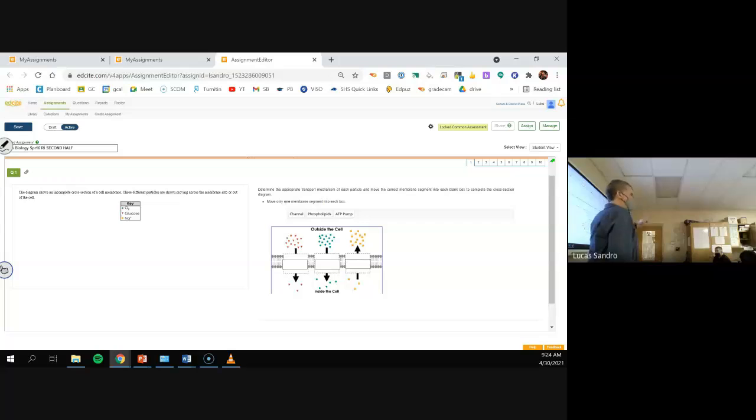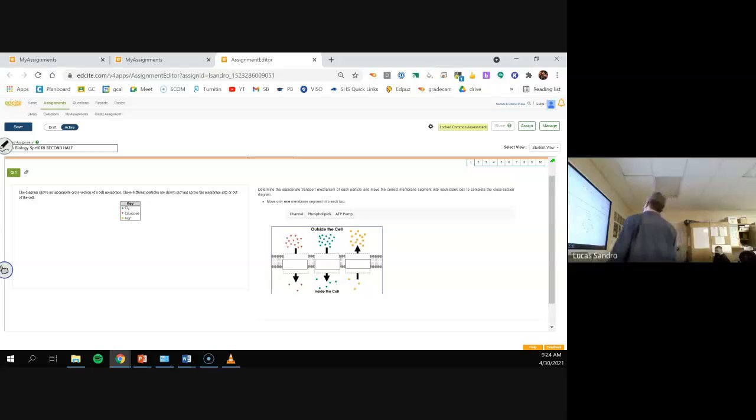Plus, when we talked about active transport and facilitated diffusion type stuff. 3 molecules are oxygen, glucose, and sodium. And the 3 things embedded in the membrane that you can choose from are channel, which you should remember is channel proteins, right? Phospholipids, which is just what the cell membrane is made of anyway, and ATP pump, which you can think of as the sodium-potassium pump, okay?